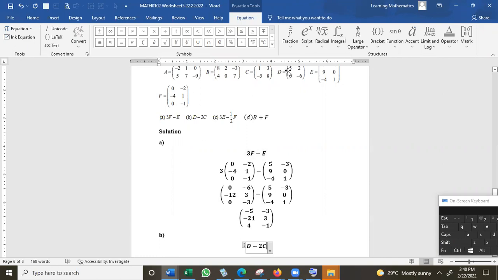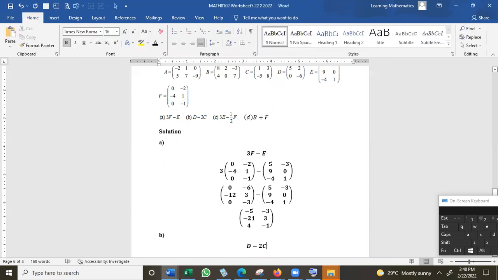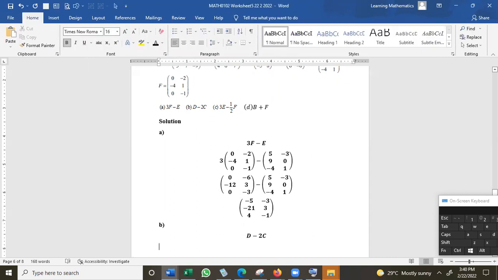D is a 2 by 2. 1, 2, 1, 2. C is a 1, 2, 1, 2. So both C and D are 2 by 2s. So yes, subtraction can happen. Okay, so let's write this down.